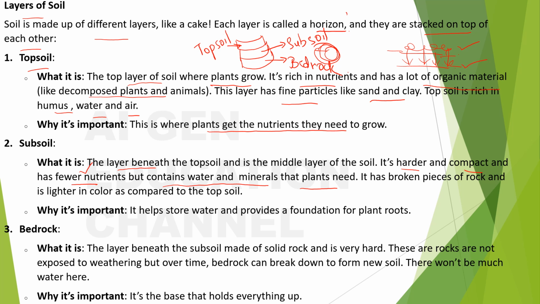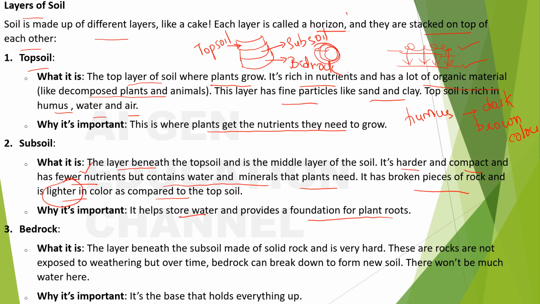Okay, it has broken pieces of rock and is lighter in color as compared to the topsoil. Why lighter in color? It is because humus has dark brown color. So as there will be less humus here, you will find that the soil here is lighter in color. Why is it important? It helps store water and provides a foundation for plant roots.